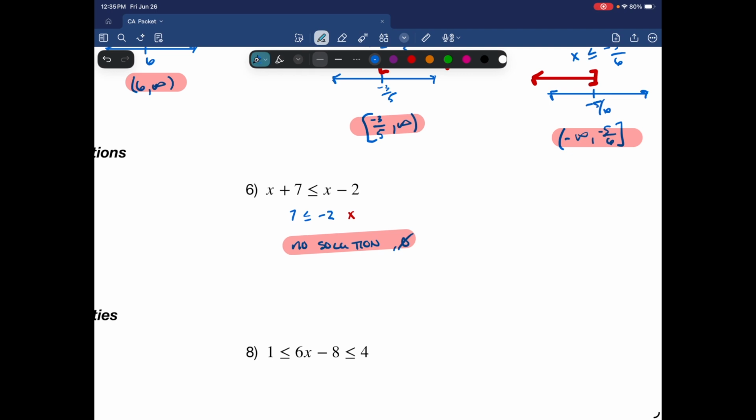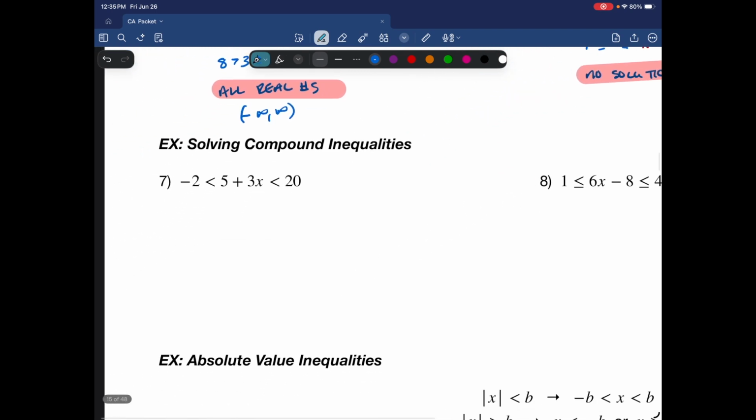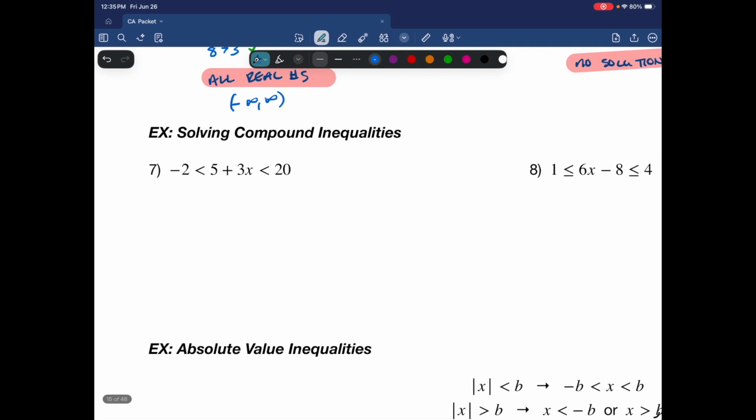All right. Now, what about compound inequalities? Compound inequalities, you have something in the middle and you have something on either end. And they look weird, but they're not that difficult at all. So I need to get the x by itself. So whatever I do to one side, I do to all sides. So I'm going to subtract 5 from everywhere. And that's going to give me negative 7 less than 3x less than 15. And then I'm going to divide by 3 everywhere. And because I'm dividing by a positive number, my signs don't change. So I get negative 7/3 less than x less than 5.